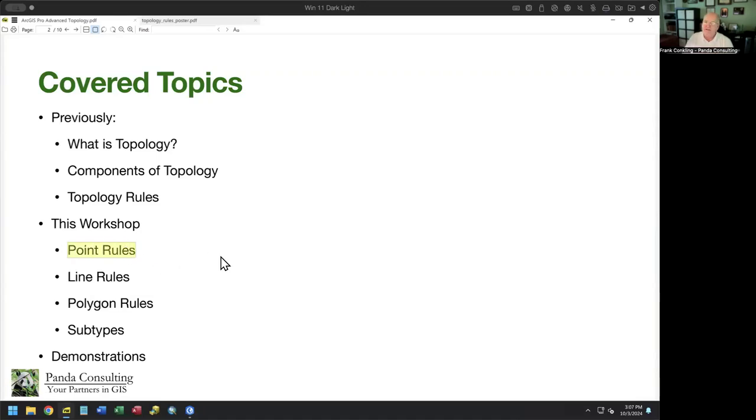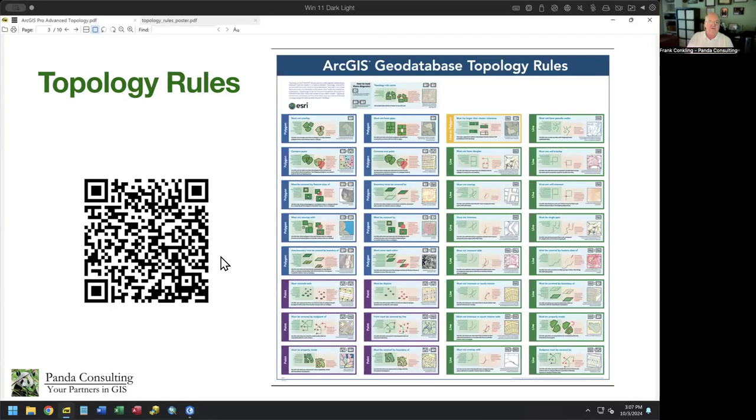The point rules are kind of easy, but they're very interesting if you've ever done a lot of analysis of points. By the way, before we move on, I just want to introduce again that Esri has put out a PDF which contains all of the topology rules that are part of the current definition of topology. This is a great poster. When I was learning how to do topology, I printed this out on a plotter and stuck it up on the wall, and I would constantly refer to it to learn better. This is the QR code, so you can download that poster anytime in the future.